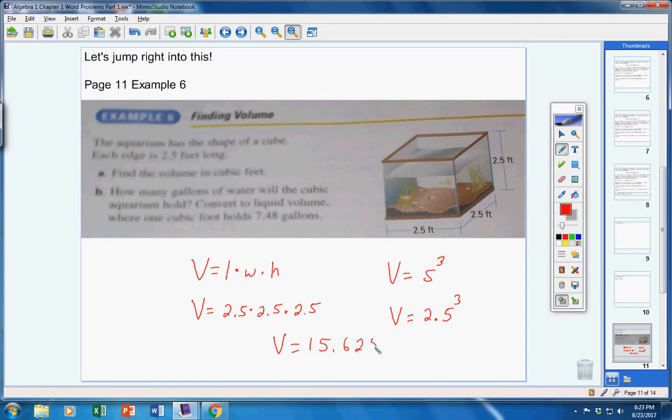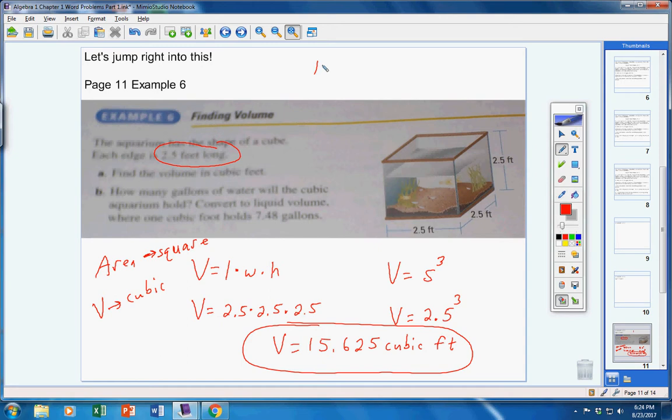Now hold on a second, okay? Area is always square measurements, like square feet, square yards, square meters. Volume is always cubic. So we say cubic feet, cubic meters, cubic inches, whatever. Now in this case we're dealing with feet. So my answer is 15.625 cubic feet. Okay?